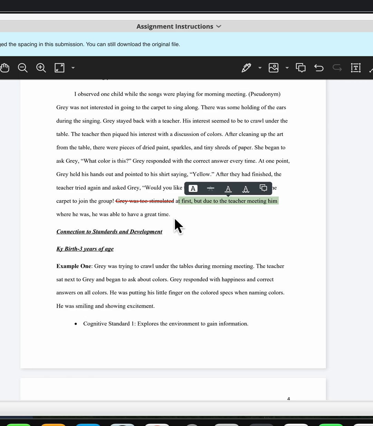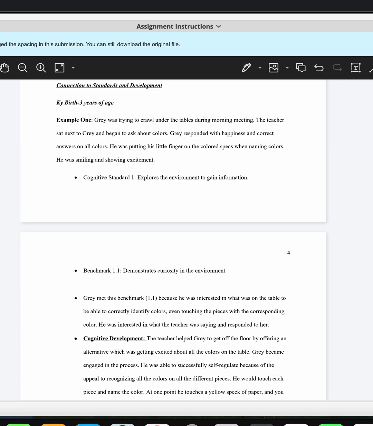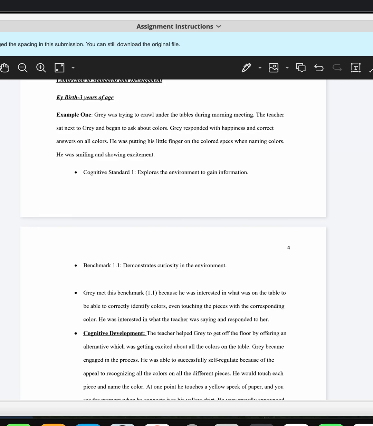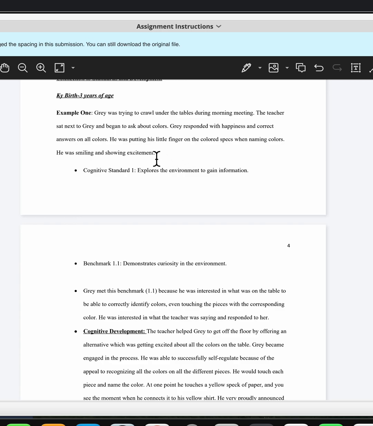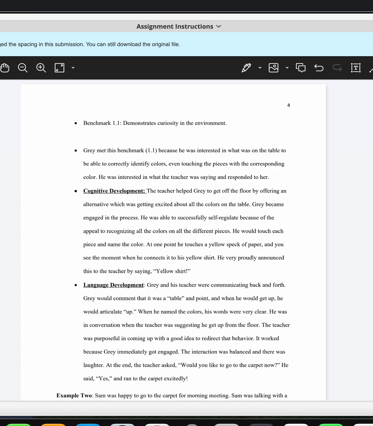So instead of saying all this, you could just tell me what he did that caused you to say he had a great time. I just be careful with that. And then let's see, connections to standards. Okay, so if you're going to say this child was showing excitement, you just tell me what they did. It's just being careful. That's all. It's not any big deal. I just know you asked me about this, so I wanted to make sure I commented about it.